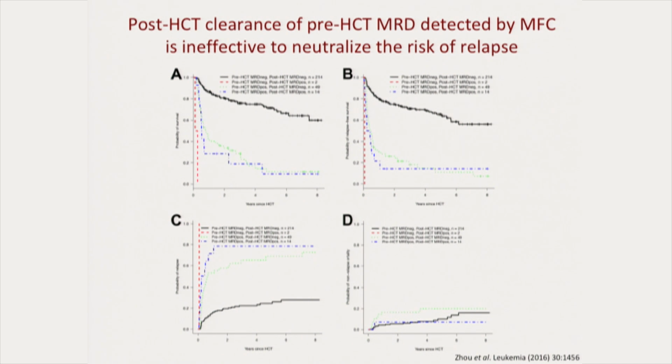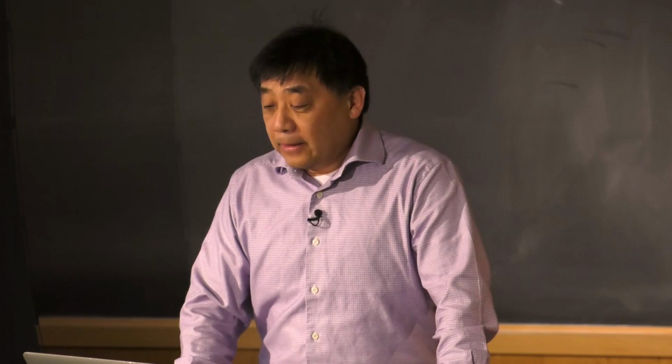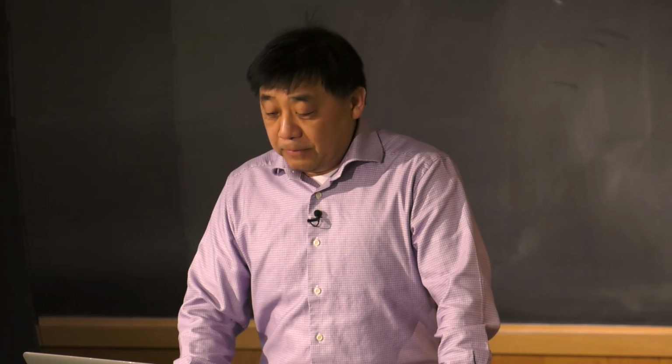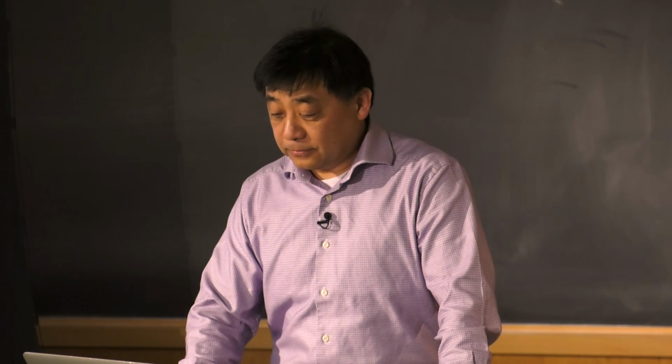After transplant, one of the groups, I cannot see clearly from here, I believe it is the green, is the MRD cleared at the post-transplant evaluation. And the blue is MRD persisted at the post-transplant evaluation. You can see those two curves are almost overlapping. There's no significant difference. So the conclusion is, if there's MRD detected, neither consolidation nor transplant helps: even if it disappeared after a transplant or consolidation, the risk persists.